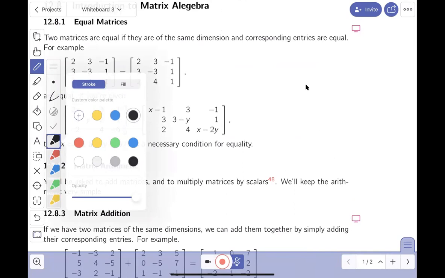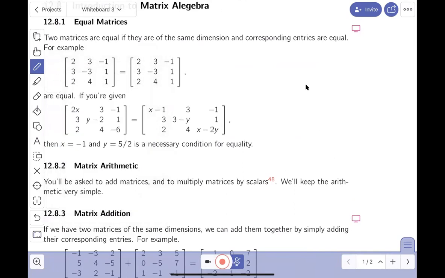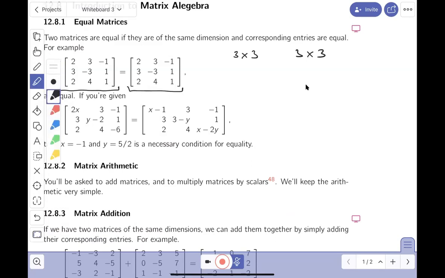The example I want to look at is the first example over here. The first matrix is 3 rows by 3 columns. I see that right over here. The second matrix is also 3 rows by 3 columns. So they're all 3 by 3, and that condition has been met. All right. What's the other condition? That the entries are identical. So what does that mean?